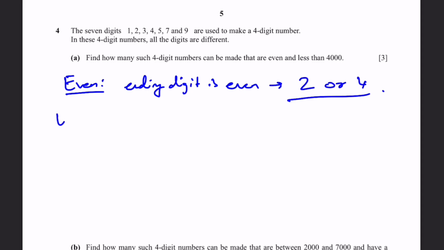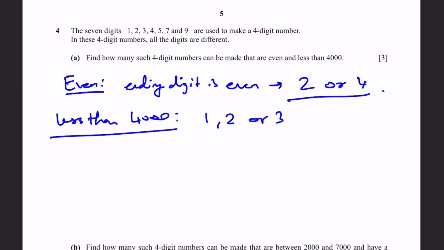And what about less than 4,000? That basically means the starting digits have to make a number less than 4,000. It doesn't matter what these three are as long as the first digit is less than 4. And therefore, the first digit can only be 1, 2, or 3. And these 2 or 4 is for the last digit.